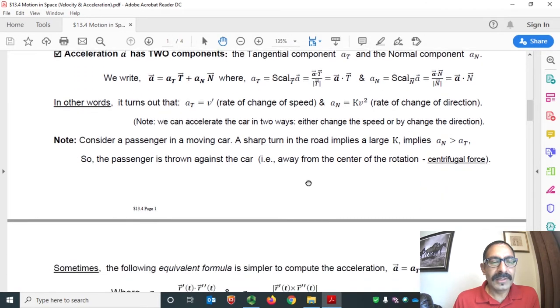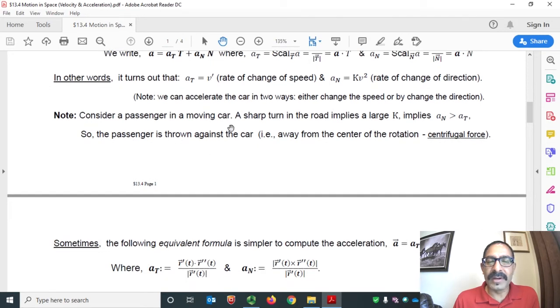Quick note, consider a passenger in a moving car. A sharp turn in the road implies a large curvature. That implies the normal component of acceleration is greater than the tangential component of acceleration. So the passenger is thrown against the car.